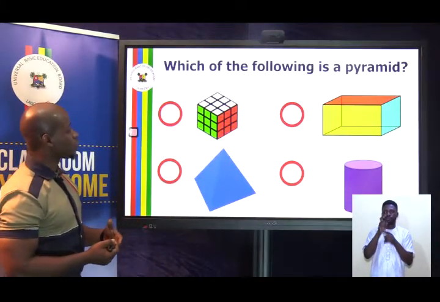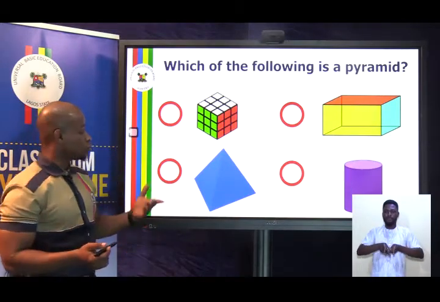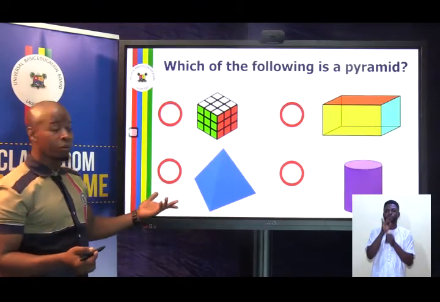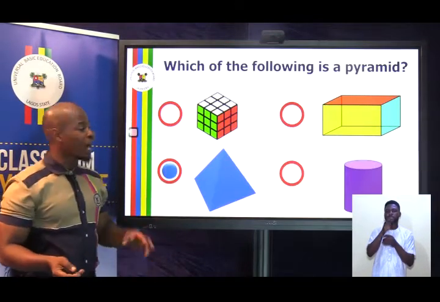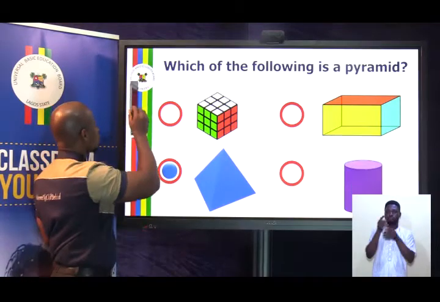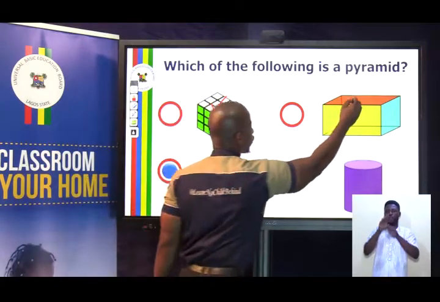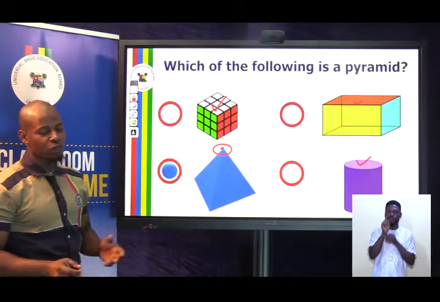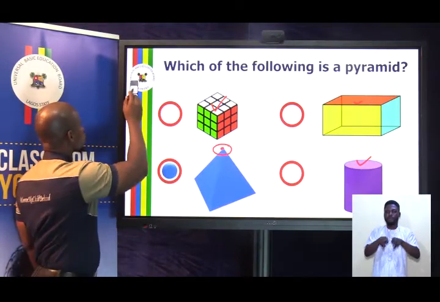Now the next question says, which of the following is a pyramid? It's a visual question, so the answer already stands out. Can you pick it out? The one that's a pyramid? Well, it is this one. Pyramids have a pointed top, and if you look at all these diagrams, it is only this one that has a pointed top. All these ones have flat top, flat top, flat top, but this one has a pointed top, and that is one of the things we use to identify a pyramid. Let's see what the next question is about.